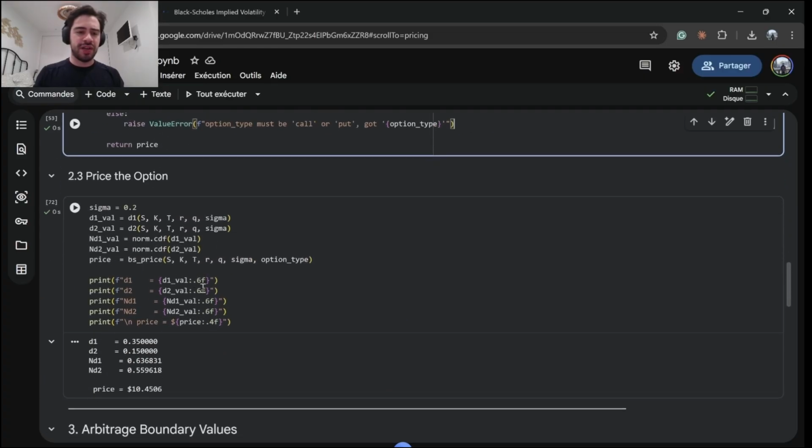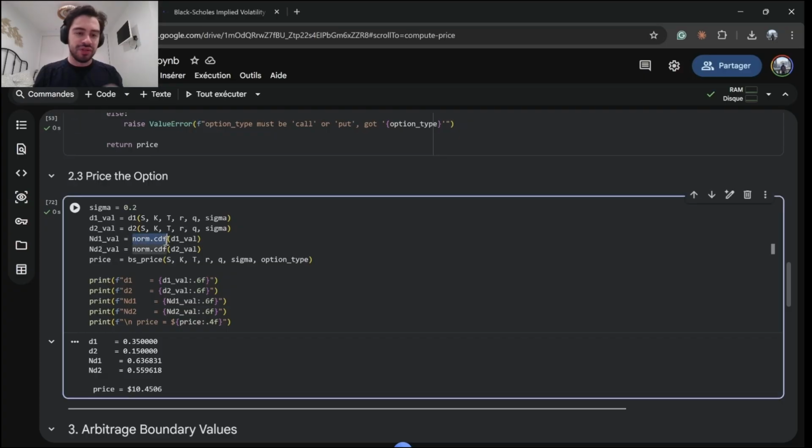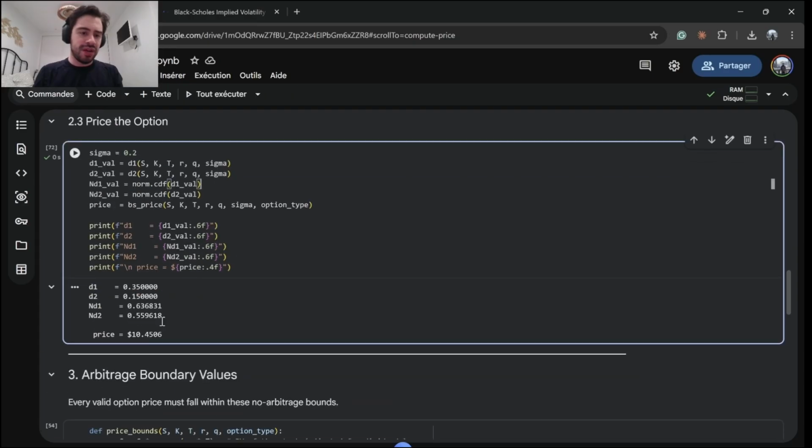So let's start playing with it. All these functions I built, I call them, and to get N(d1) and N(d2), I want the normal distribution of them. So I use this function from statsmodels to get it. And this is the price of the option, $10.